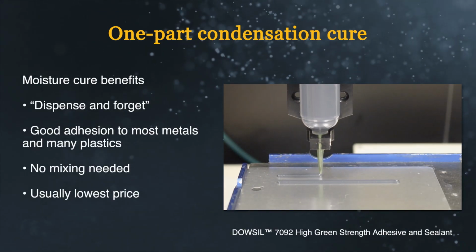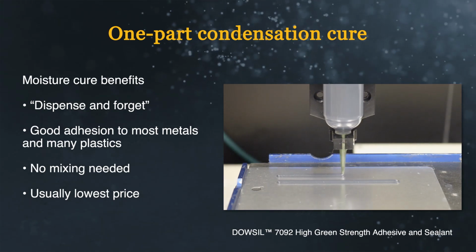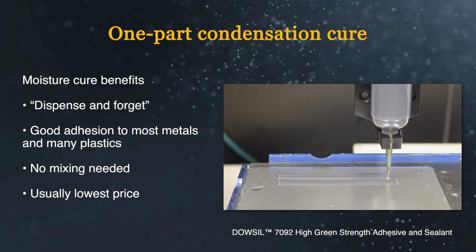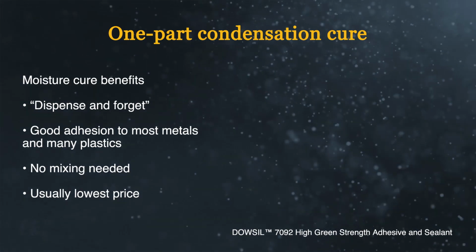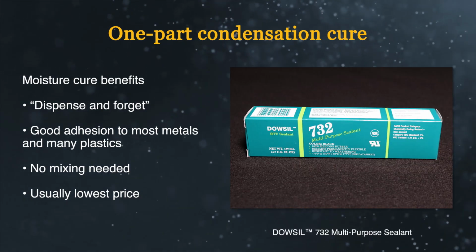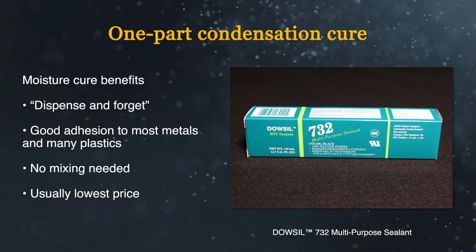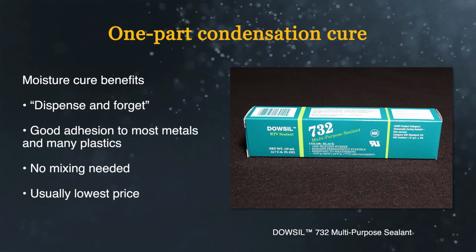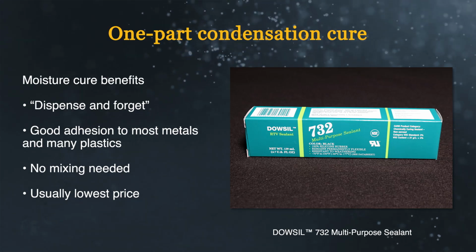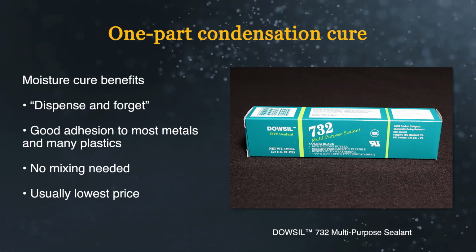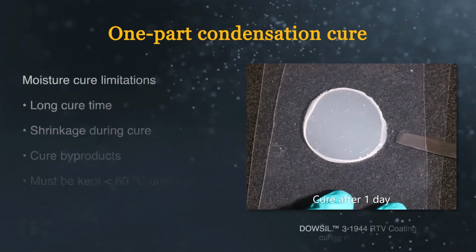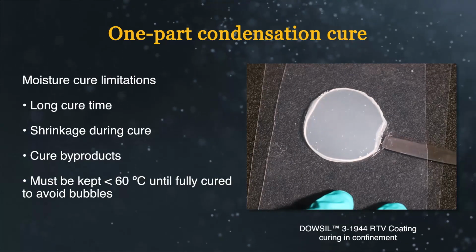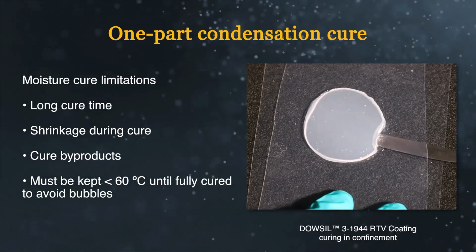Moisture cures are the simplest to use, as once they are dispensed, the cure will progress to completion as long as the product is exposed to moisture in the air. They have good adhesion to most metals and many plastics, with specific formulations targeting more difficult-to-bond plastics. The main limitation with moisture cures is their slow cure.